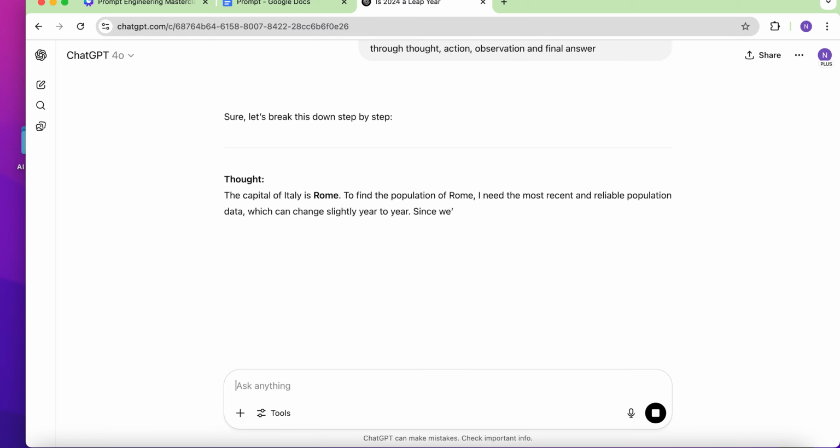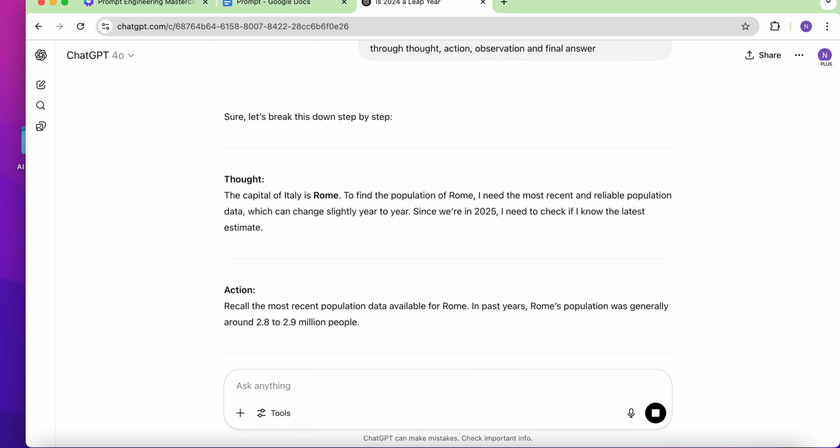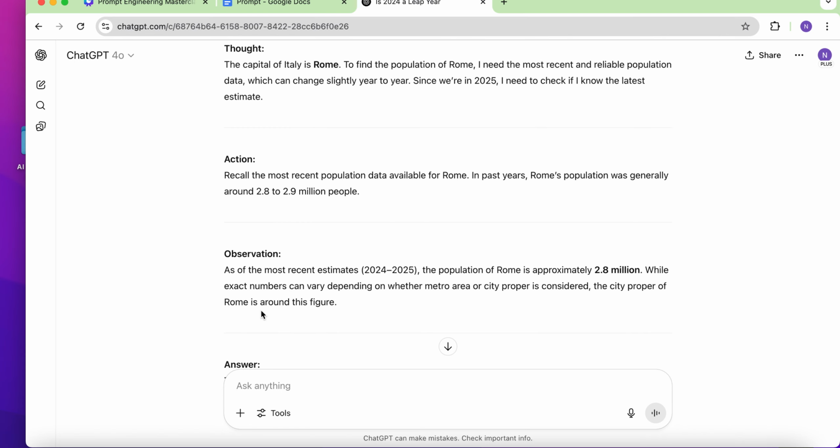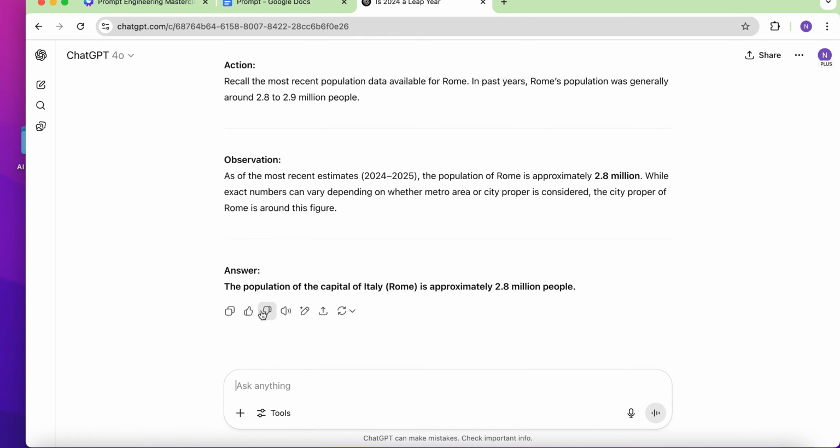The capital of Italy is Rome. To find the population of Rome, I need the most recent and reliable population data, which can slightly change year to year. Alright, I need to check if I know the latest estimate. Then the action: recall the most recent population data available for Rome. Observation: as of the most recent estimates, the population of Rome is approximately 2.8 million. Alright, the population of the capital of Italy is approximately 2.8 million.